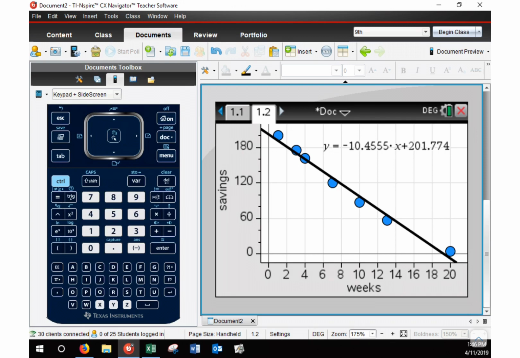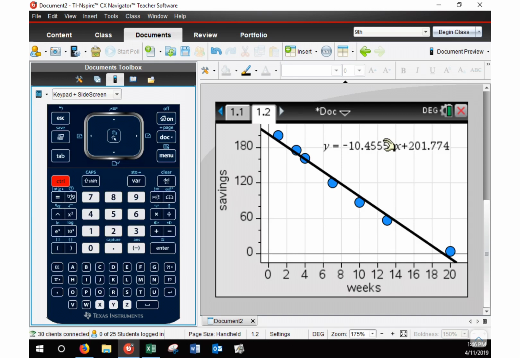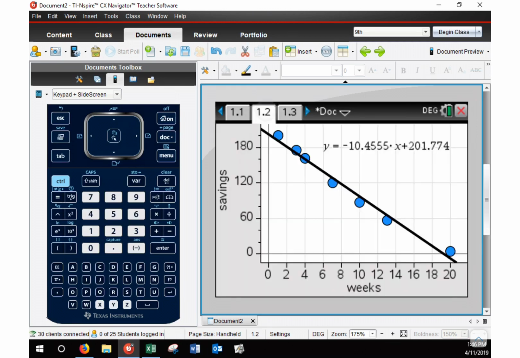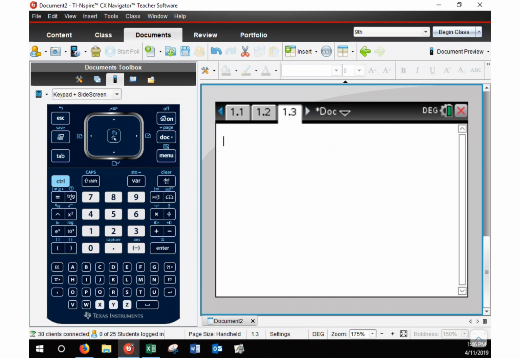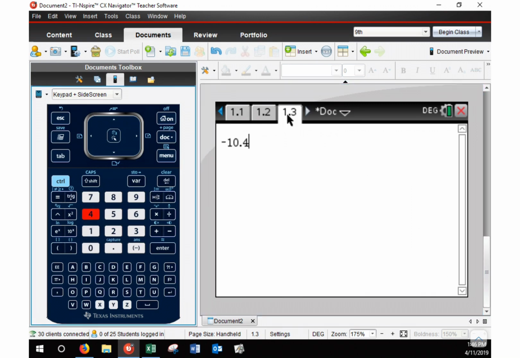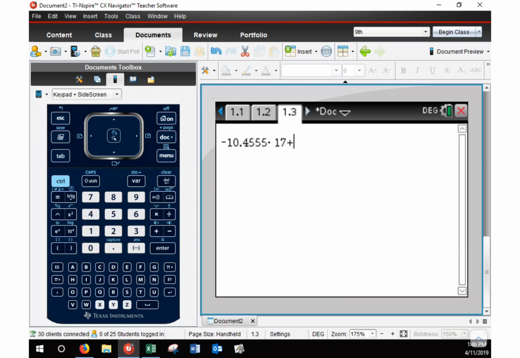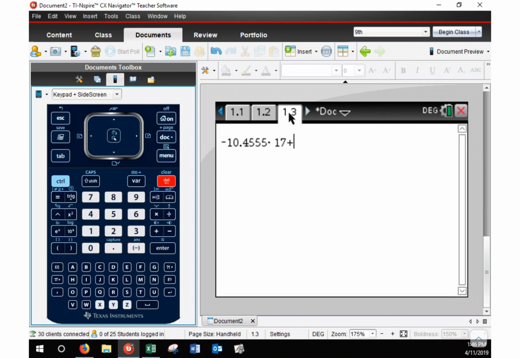So I can do that right on the calculator, or I can do it by hand. So if I hit Control Doc, I can add a calculator, and I don't type in the y equals, okay, we don't want to type in that, but I type in negative 10.4555 times, because it's multiplied by x, we said week 17, so I hit week 17, okay, and then we are adding 201.774, so plus 201.774, right?